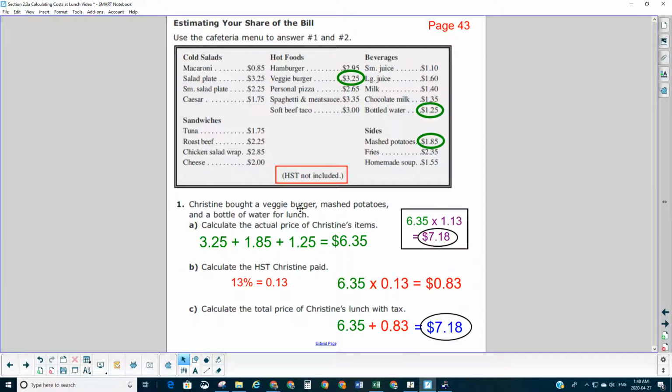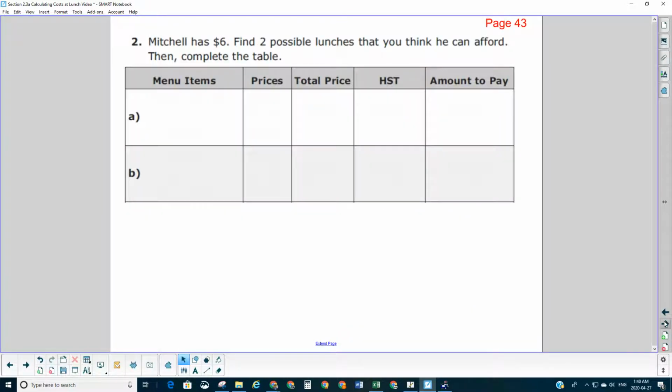Now, the workbook is going to ask us to do it in two steps, so we're going to do it in two steps for the rest of these questions, but do know that you can do it in one step to get the exact answer. All right, so we'll move down to the bottom of this, still on page 43, and we see that Mitchell has $6, and we want to find two possible lunches that you think he can afford. Then we'll complete the table in this case.